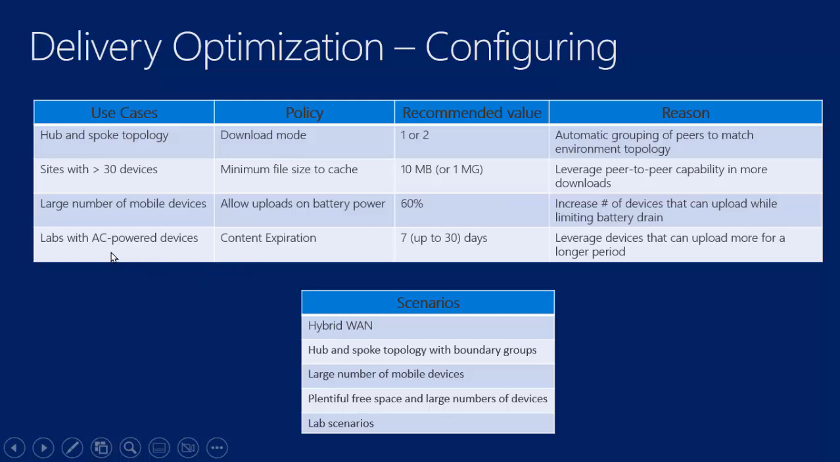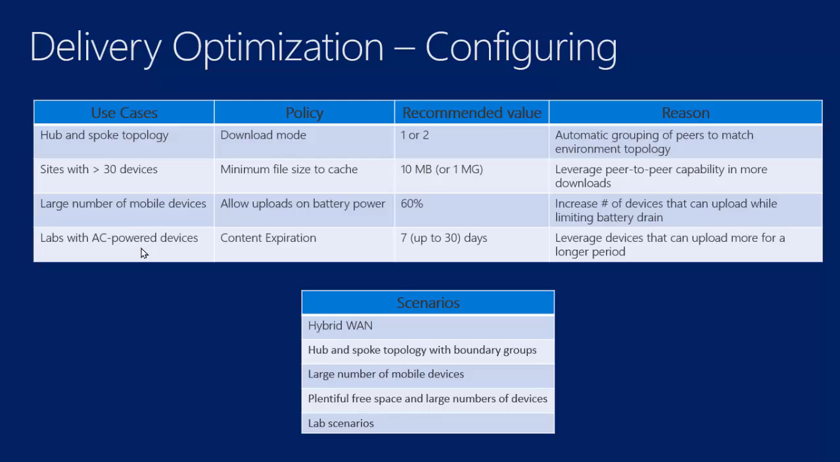If you have a lot of AC powered devices, I think I flipped these in my discussion a minute ago, but if you have a lot of AC powered devices in a lab somewhere and those devices are on all the time on AC power, then maybe you want to keep the content in the cache of those devices longer. One of the things I'm hoping you're getting a flavor of through this is that there are a lot of settings for delivery optimization.